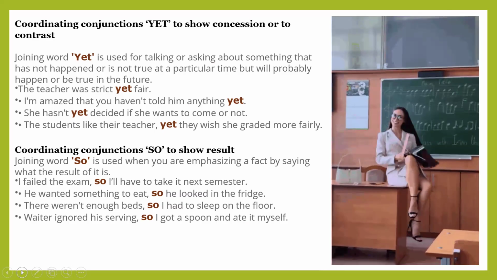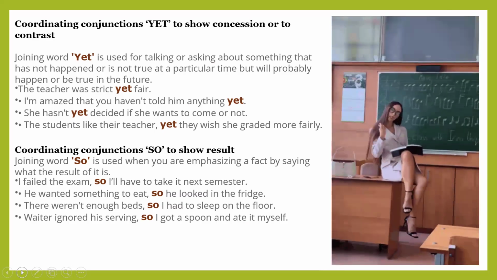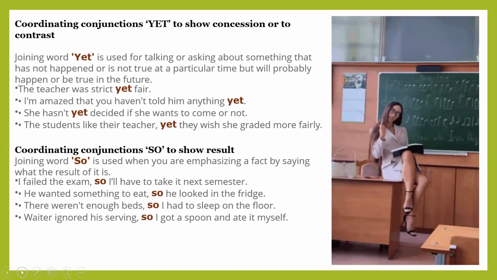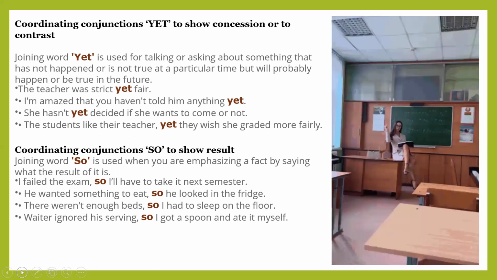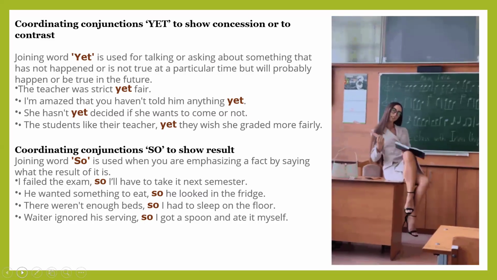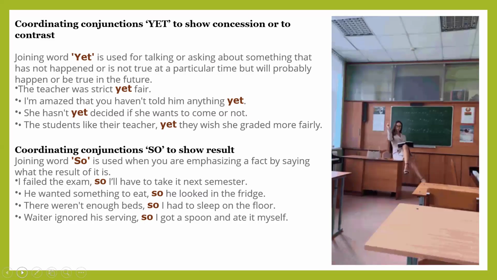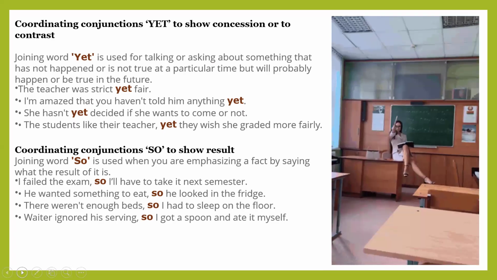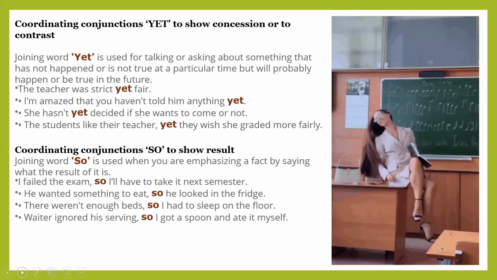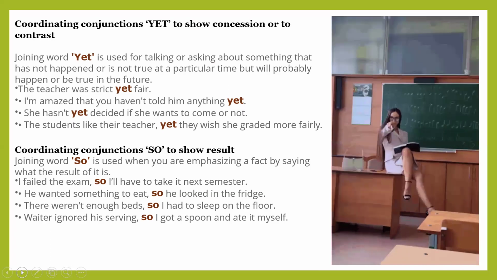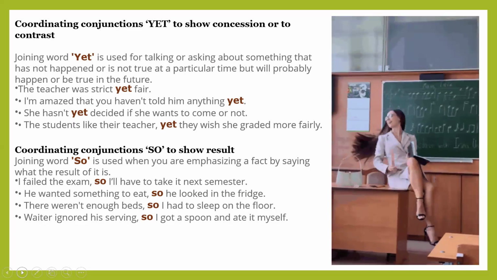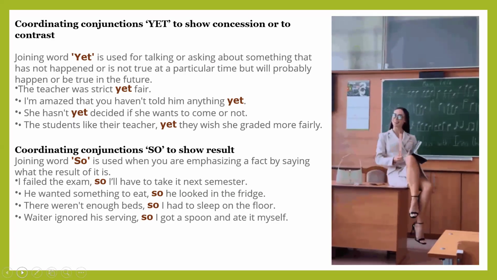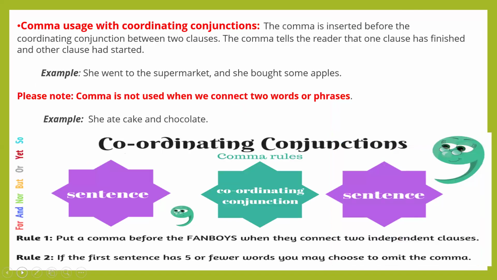Coordinative conjunction "so" shows result. The joining word "so" is used when you are emphasizing a fact by saying what the result of it is. I failed the exam, so I will have to take it next semester. There were not enough beds, so I had to sleep on the floor. Wade ignored his survey, so I got a spoon and ate it myself. So these are about the coordinative conjunctions.